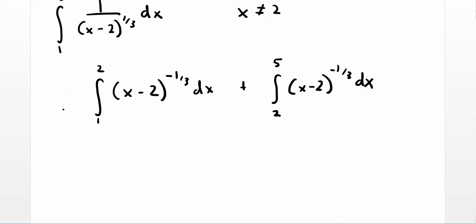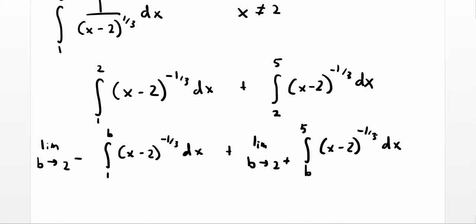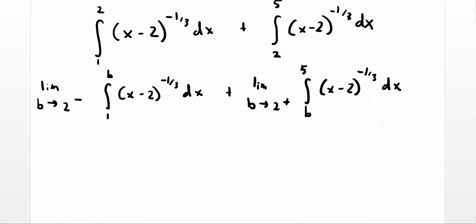Now we're going to treat this as a limit problem, so we'll say the limit as something like b goes to 2 on the left, the integral from 1 to b, (x minus 2) to the negative 1/3 dx, plus the limit as b goes to 2 from the right, integral from b to 5, (x minus 2) to the negative 1/3 dx. All we did was swap out the discontinuities with limits. The rest of it is the same.